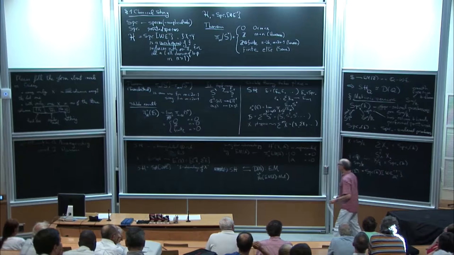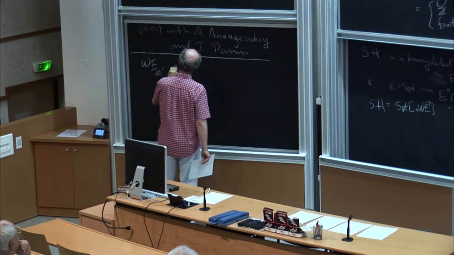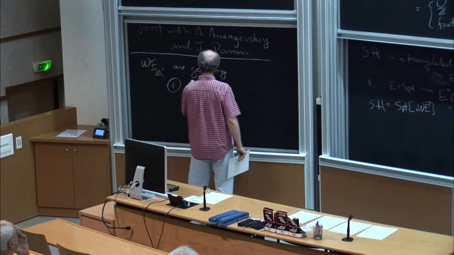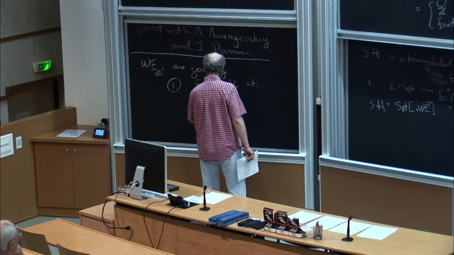Let me use this here. The weak equivalences are generated by two types. First of all, you have a map. Now, let's say you have spaces over K such that for all these Nisnevich stalks, so there's a topology on the category.